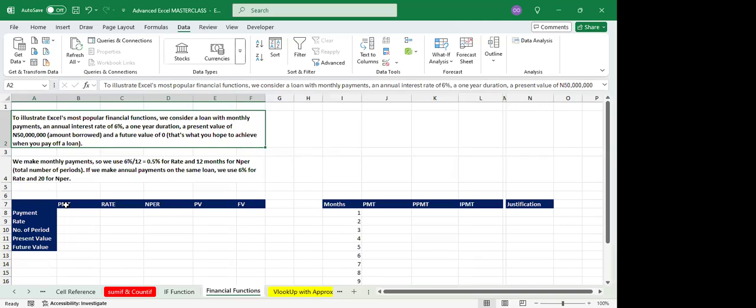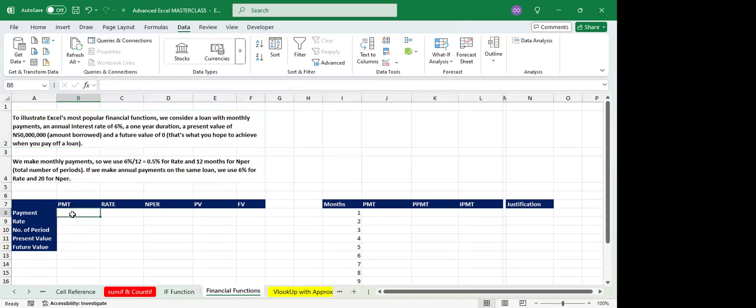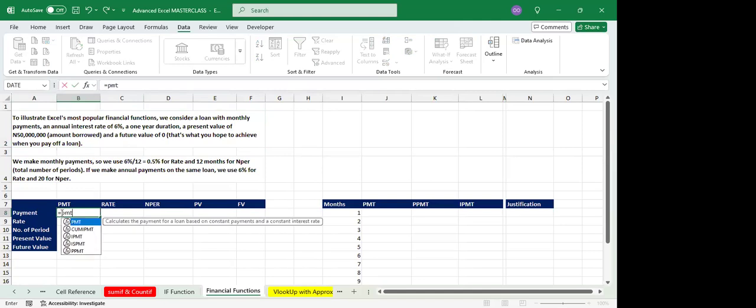That is, what is the payment? In this case, what is the payment of this person who borrows 50 million naira at an interest rate of 6% and a duration of 1 year? We want to calculate what he will be paying every month. So we're going to use the payment function: equals PMT. That's the payment, and we'll call out the arguments.